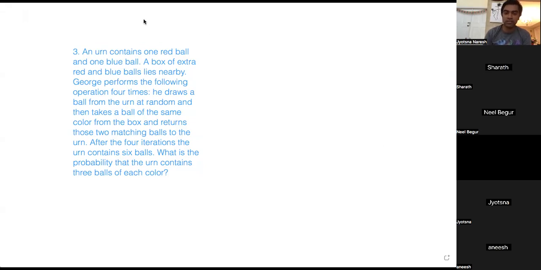If we start off with a red and a blue ball, let's just assume we're going with red first. So we have a 1/2 chance of picking that. Then we have 3 balls, so it's 2 red and 1 blue. Then we have a 2 over 3 chance of picking a red.